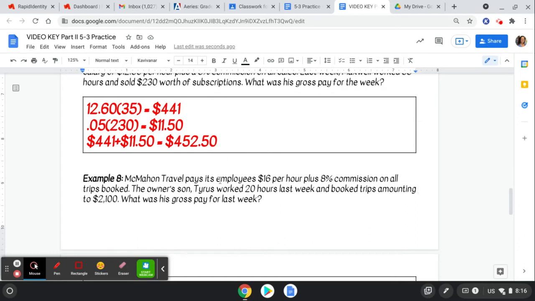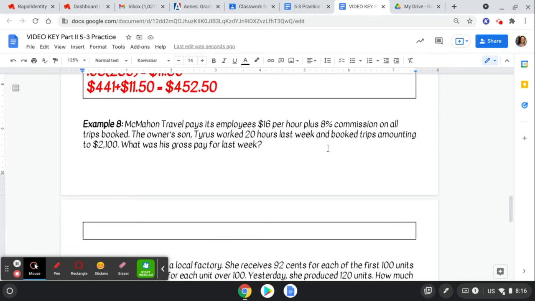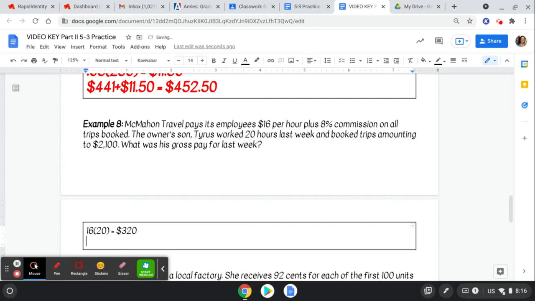For a whole week. McMahon Travel pays $16 per hour plus 8% commission on trips booked. The owner's son worked 20 hours last week and booked trips for $2,100. What was his gross pay? So $16 per hour. He worked 20 hours last week. Grab your calculators and multiply that. I'm getting 320. And then he made 8% commission, 0.08 of the 2,100 in sales. So 0.08 times 2,100, $168 in commission.